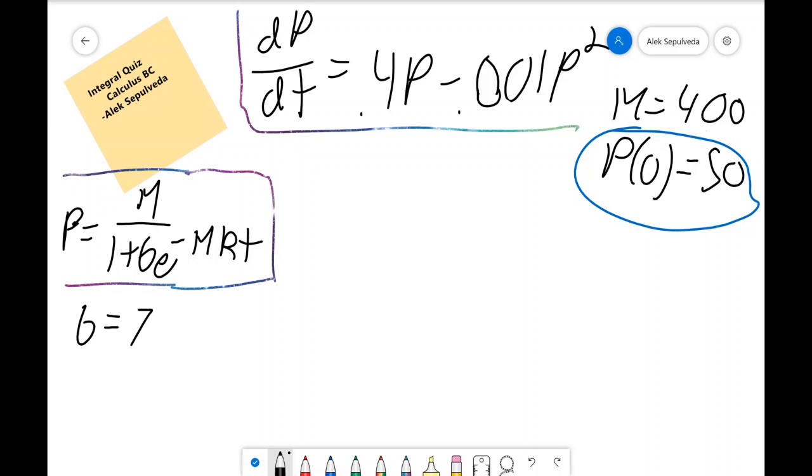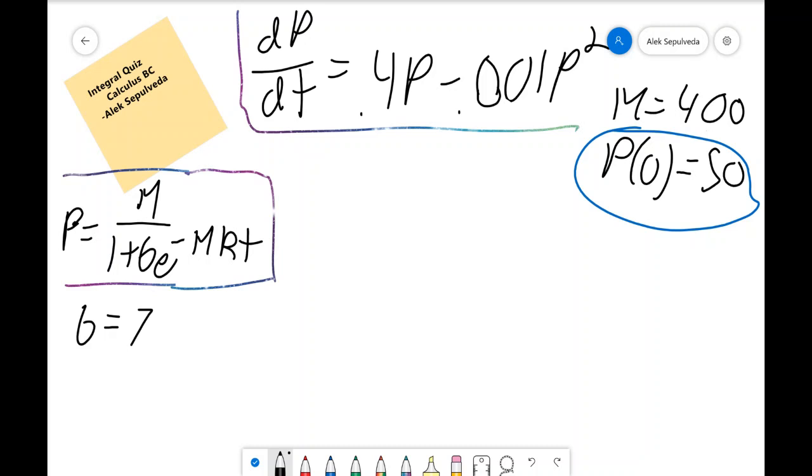So this is part 2 to problem 9C. We're given all these expressions. We're given population as a rate. We used the general expression P equals M over 1 plus B e to the power of negative MKt. We just found the constant B. So now we need to find the constant K. Just look at the exponent.